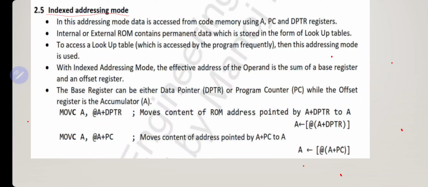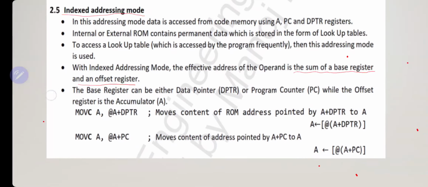Internal or external ROM contains permanent data which is stored in the form of a lookup table. To access any lookup table, we use this addressing mode, that is indexed addressing mode. So mainly the application of indexed addressing mode is in the lookup table. We have already studied what a lookup table is in the interrupts of 8051. With indexed addressing mode, the effective address of the operand is the sum of a base register and an offset register.